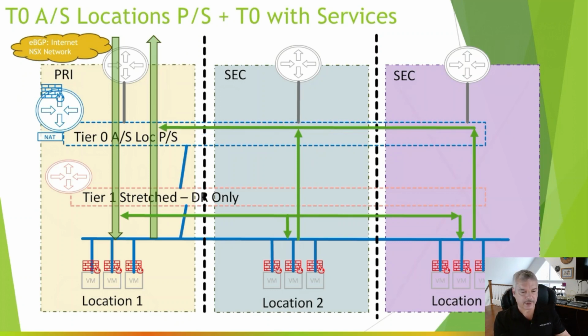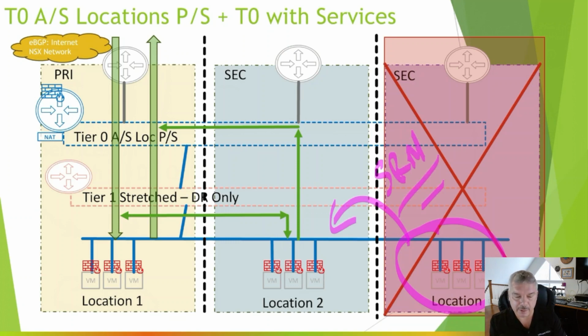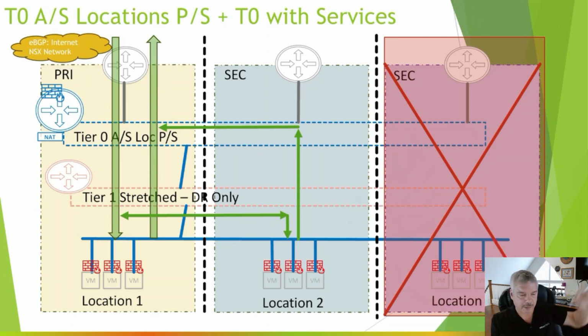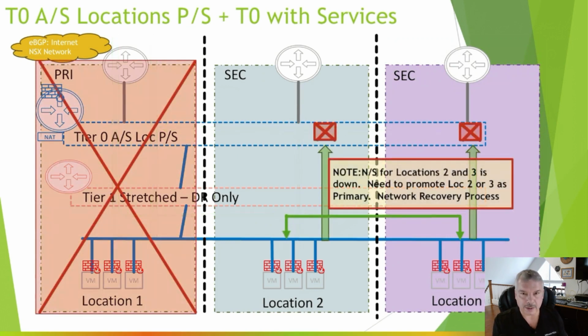So let's throw a failure in here. Again, location 3 died. Technically speaking, no big deal. Everything still works, except for location 3. Again, if you've got workloads here, you could use SRM to do recovery if you've got SRM running, but that's above and beyond what we're talking about. But everything works fine. What happens if location 1 dies? Location 1 is dead.